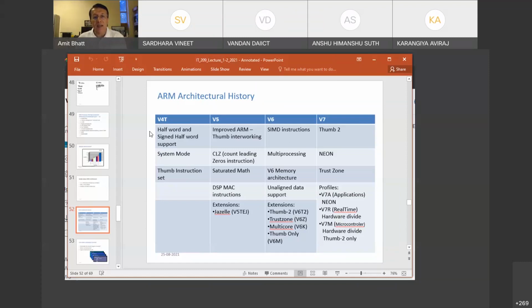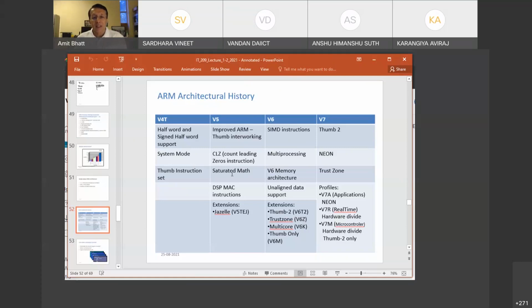Then people started wanting songs in their mobile phone. You should be able to store songs in the mobile phone. So you started having DSP, that is, digital signal processor type of instructions. Now, again, I'm telling you that everything can be done using the 56 instructions which were here.